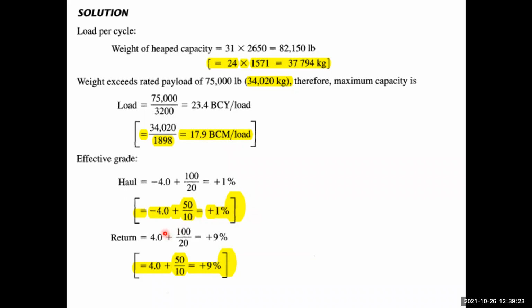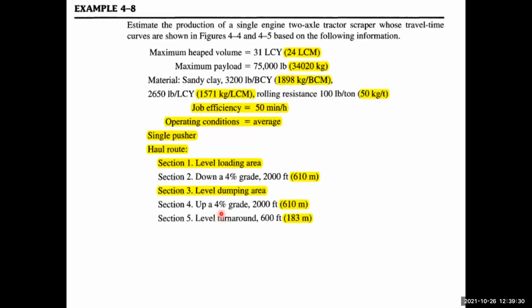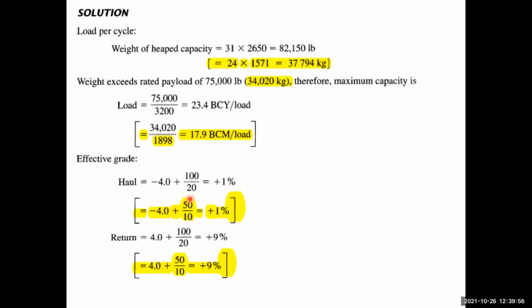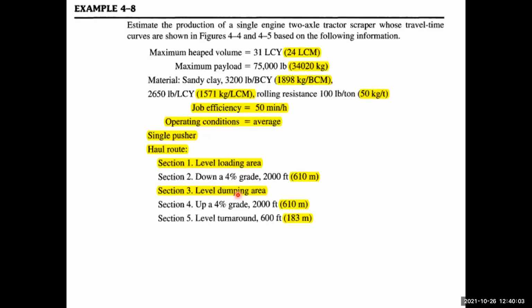Okay, so the effective grade is -4 plus 50 by 10, which is equal to 1%. How have we calculated it? Here is the haul distance. Section 1 is a level loading area. Section 2 is down a 4% grade, which is -4%, and then plus 50 by 10. The 50 by 10 is the factor added for finding the effective grade. So what was 50?